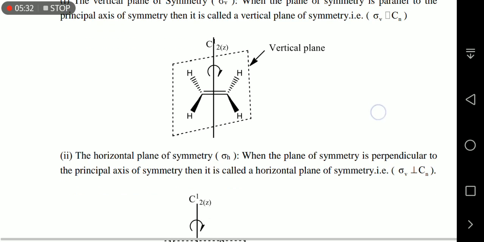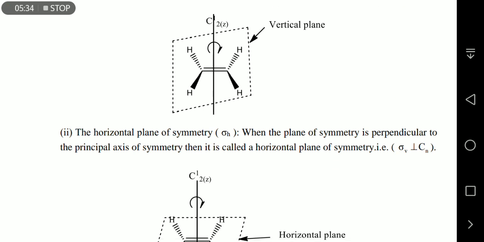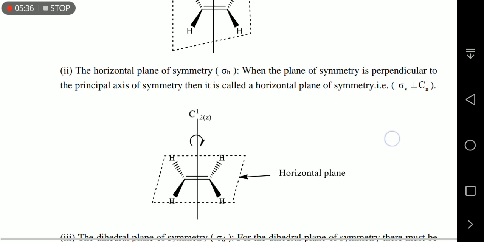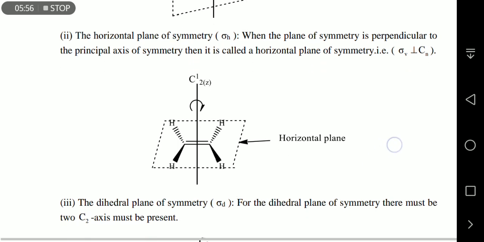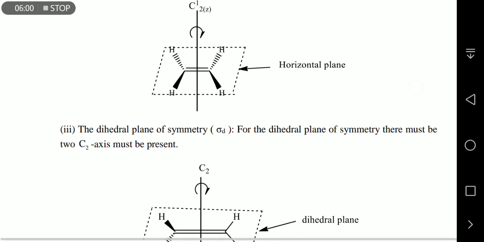The horizontal plane of symmetry. When the plane of symmetry is perpendicular to the principal axis of symmetry, then it is called a horizontal plane of symmetry. You can see this is an ethene molecule and C2 is the principal axis of symmetry and there is one plane of symmetry which is bisecting all the 6 atoms, 4 hydrogen and 2 carbon atoms. This is perpendicular to the C2 axis, known as the horizontal plane of symmetry.